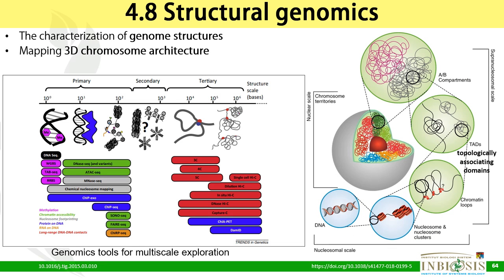Number 8, structural genomics characterizes the genome structure by mapping the three-dimensional chromosome architecture, which involves multi-scale exploration. You can see this is the deepest at the DNA, but if you go out, it's at a larger macro level. You can see that it can be at the compartment or the topologically associated domain, or it can be up to the chromatin loop. Going deeper is the nucleosome cluster, and then you get the DNA. So it has been studied at different levels for exploration.